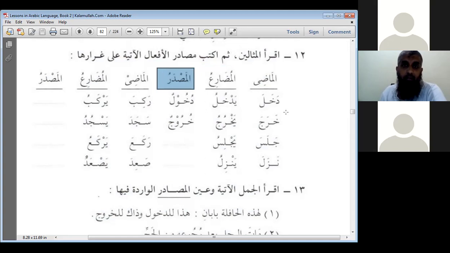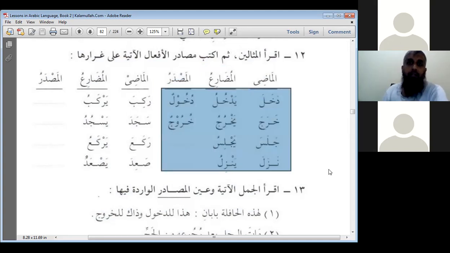All right, let's go through some of the examples of the verbs here. So say after me: Dakhala yadkhulu dukhulun. Kharaja yakhruju khurujun. Then you have jalasa yajlisu julusun.